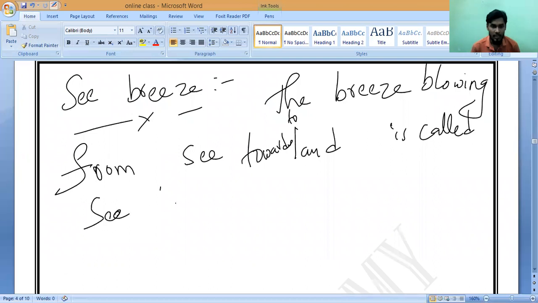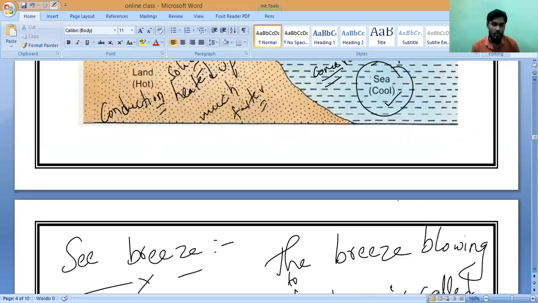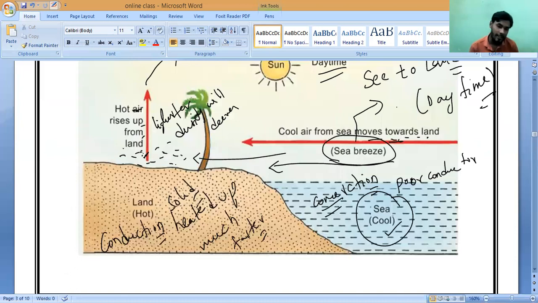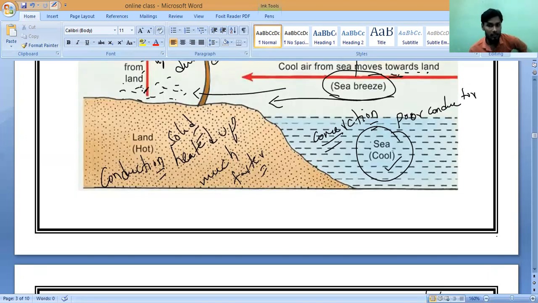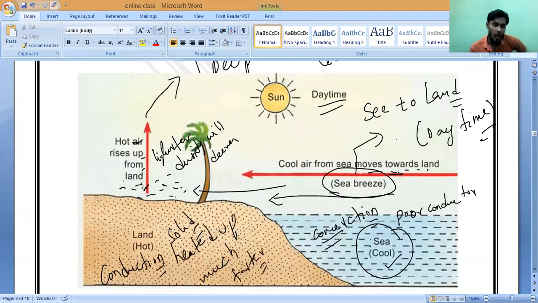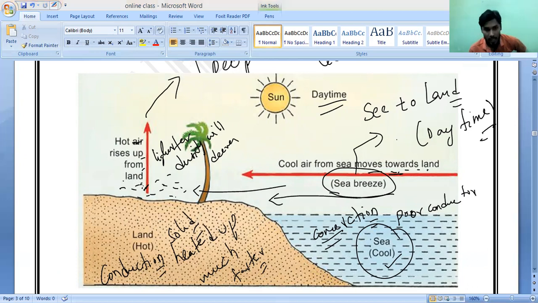So sea breeze will take place at night or daytime? Daytime. You should remember, because here, you may observe very carefully, solid heating is very fast, and cooling is also at the same fast rate, correct or not? But water, if it takes 10 minutes to heat, it takes the same 10 minutes to cool also, correct or not? That is what will happen. So during daytime, because of the hot temperature, the sand, the earth, the land is a solid, so much faster it will absorb the heat energy.